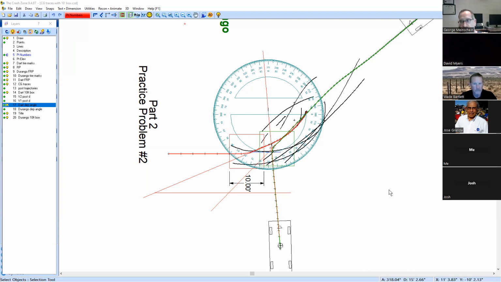I wouldn't try to work in the area of the 10-foot box. It'd be so cramped. I would extend my line, probably both ways, and make it easier to use the protractor. It gives me a wider field to decide where I want to go with it.